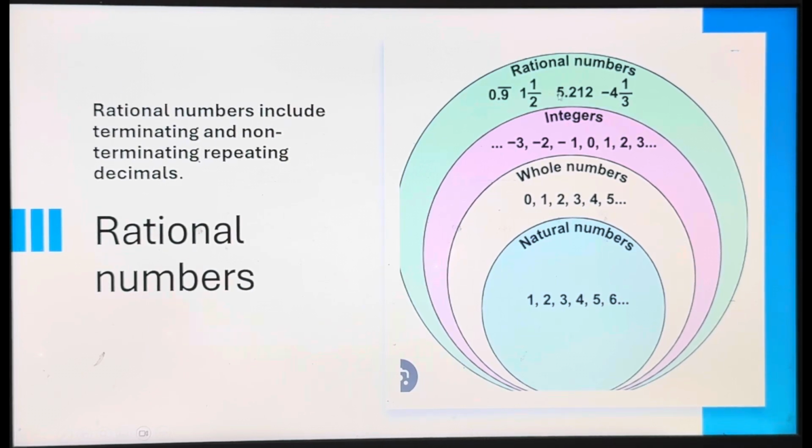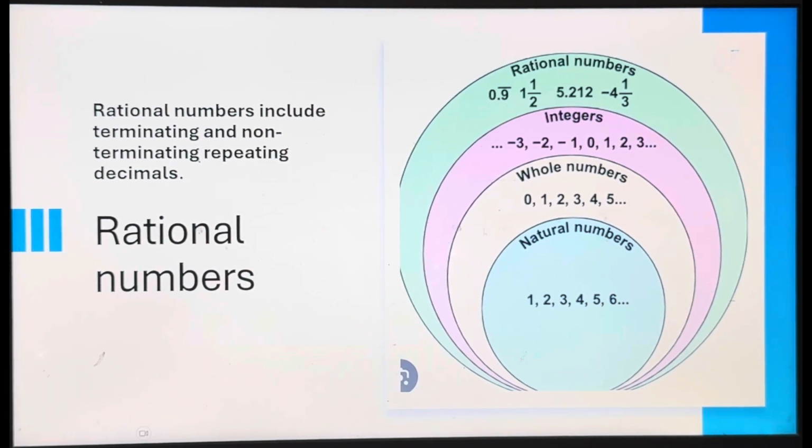And this 5.212 is a decimal number, but it's a terminating decimal number. Terminating means that it ends somewhere. Like here, 5.212, it stops at 2. So it has a finite number of digits after the decimal point. These are also rational numbers. 0.99 is non-terminating, but if it is repeating, then it is also a rational number. Fractional numbers, positive and negative, are included. But what kind of decimal numbers are included in rational numbers? That is most important for you to remember. So all terminating and non-terminating repeating numbers are included in rational numbers.